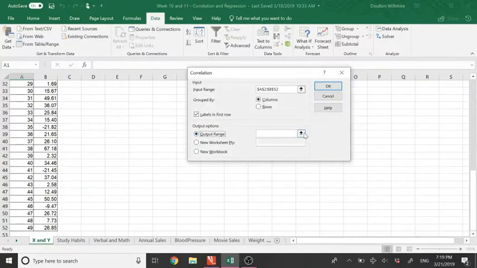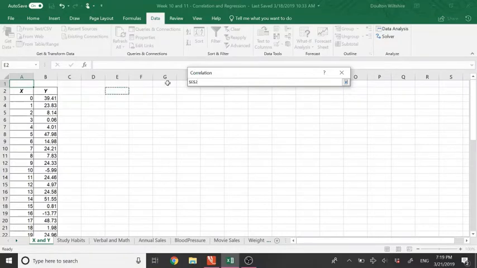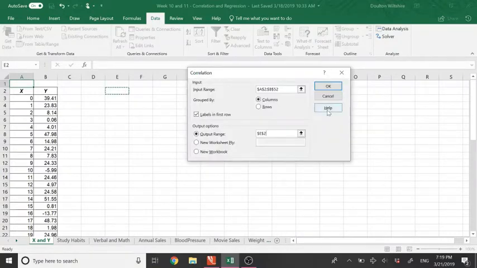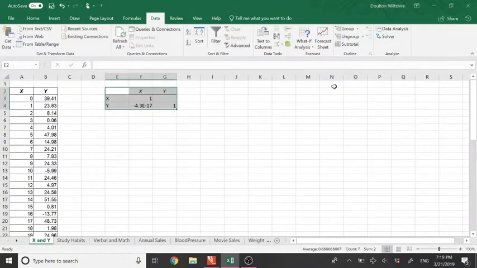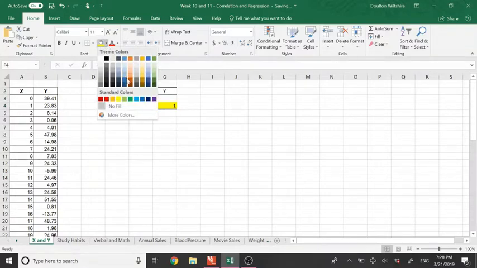And output range, I'm going to put my output in this same sheet so it doesn't open up a new tab for me, just to make my life a little bit simpler. You can do whatever you want and hit OK. And you'll see here that along the diagonal, you have ones, right? X is perfectly correlated with itself. Y is perfectly correlated with itself. We want the relationship between X and Y. So we want where X and Y intersect, and that happens in this cell here, okay?